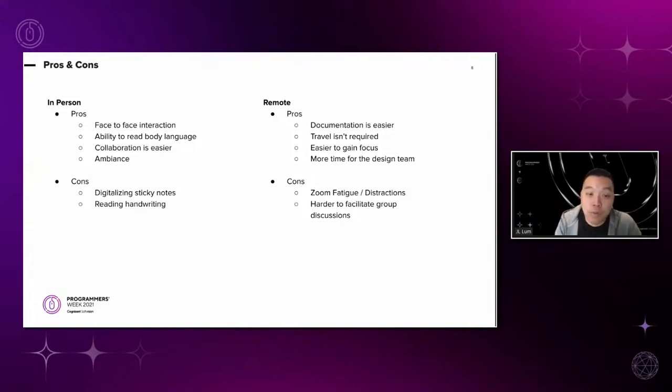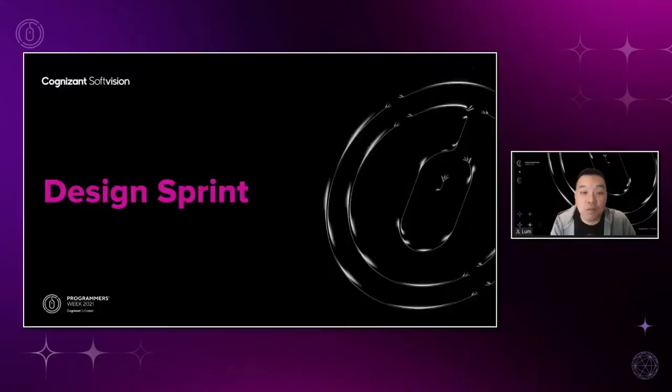So for remote, some of the pros: documentation is much easier. So no messy handwriting to transcribe or photos that need to be taken. And then travel also really isn't required. You don't have to all meet in the same area or same space or same time zone. People can attend in their PJs and be comfortable.